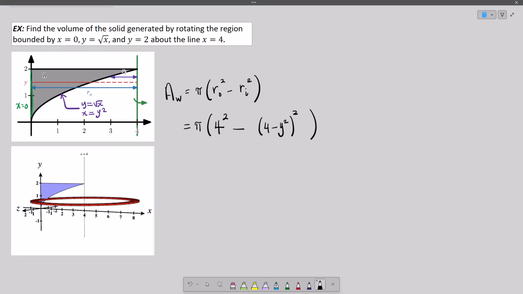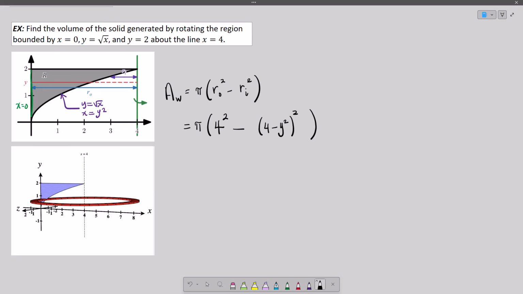So the outer radius is the blue line. The blue line is horizontal. Anytime we have a horizontal line, we do the right x minus the left x. So if I ask you how long is that blue line, you say, well, the right x is 4. The left x is 0. So it's 4 minus 0, which is 4. There's no variable there, right? These two lines are parallel, so they're always 4 apart.